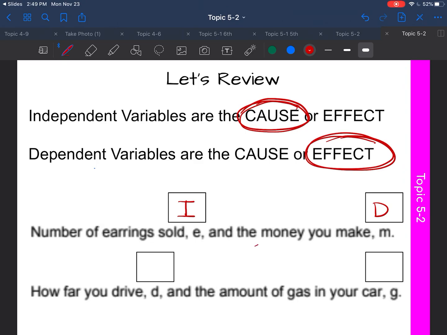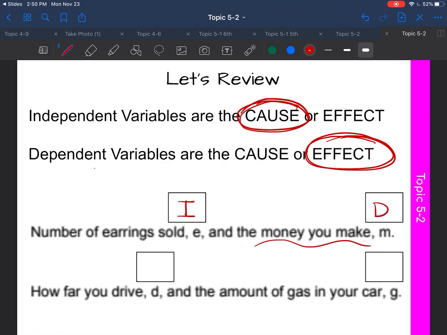Okay, and we can say that in a sentence: the money you make depends on the number of earrings sold. And that makes sense, because if you only sell one pair of earrings, you don't make a lot of money. But if you sell 5,000 pairs of earrings, you definitely make more money.